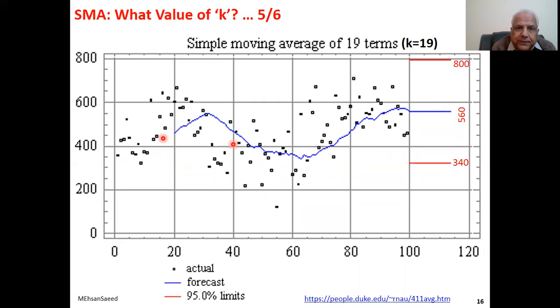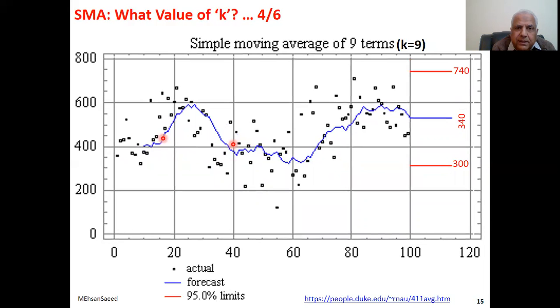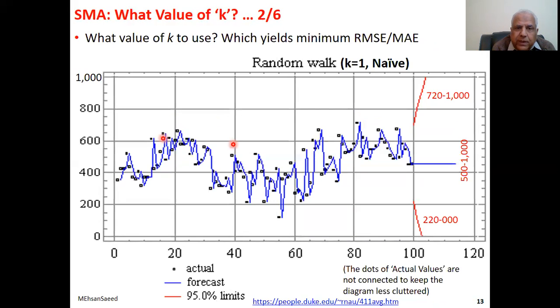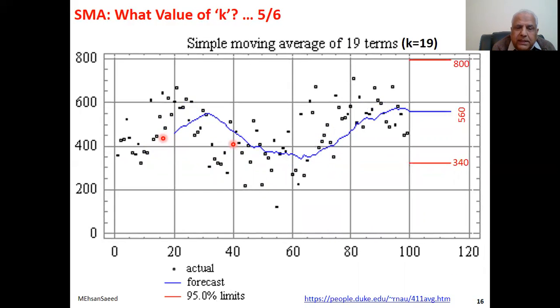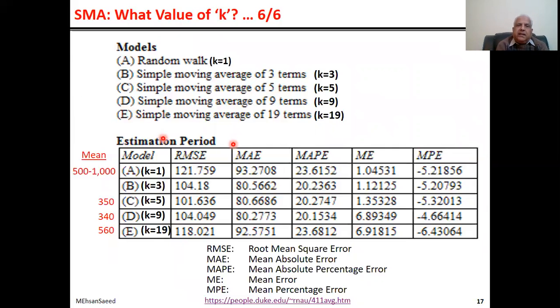So which value of k will you take? 19 as here, 9 over here, 5 as in here, 1 as in here. So all these k values are there. Which value to take will depend upon the error. So using these 4 or 5 chart models, you can work out different errors. And these errors are tabulated over here.